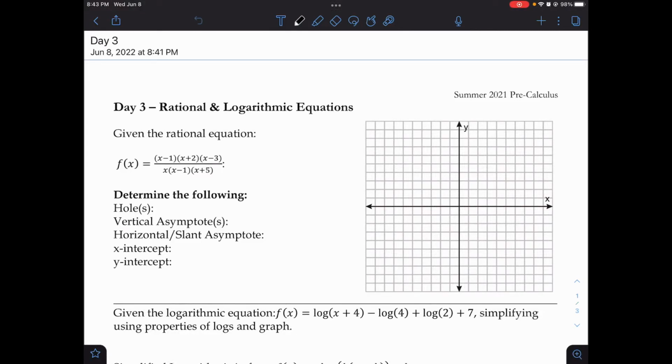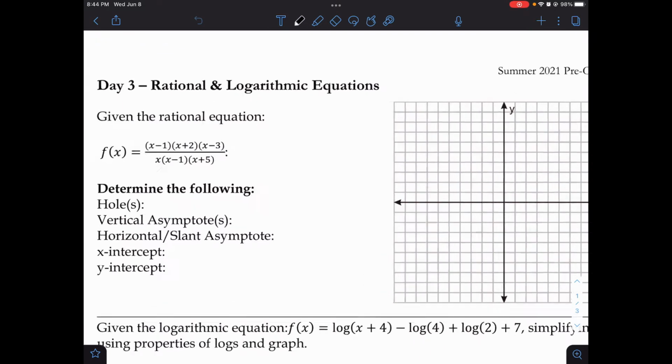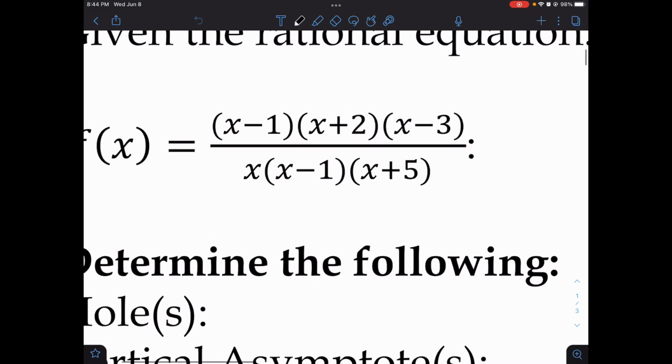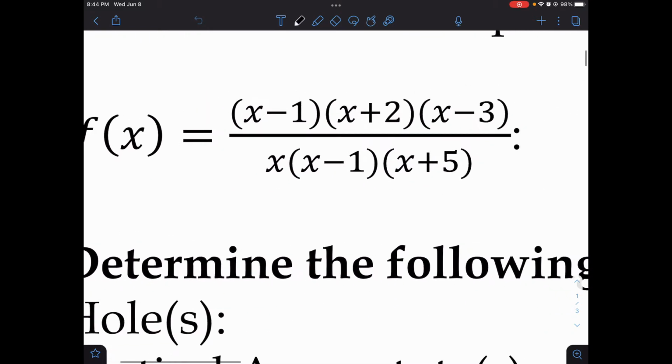Okay, so let's get started. The first question says, given the rational equation, determine the following. Okay, so we have a rational equation. So let's first factor this out to figure out if there are any holes. And as you can see, x minus 1 and x minus 1 cancel out, meaning they just divide each other out. So that is our hole. So x minus 1 is equal to 0 gives us our x coordinate of the hole.